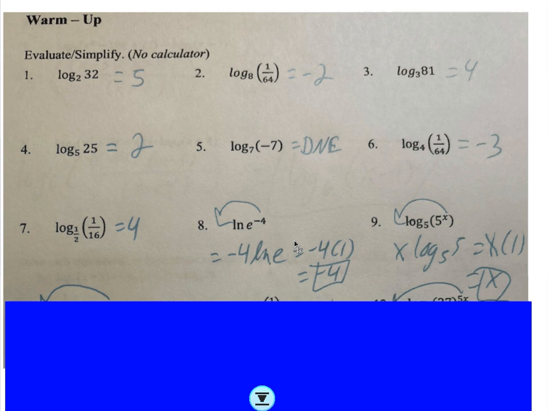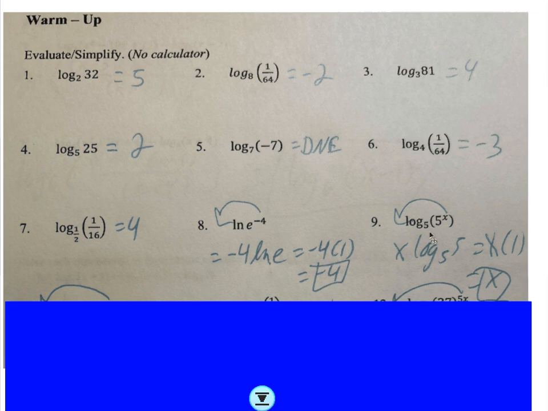So this is actually positive 4 because both are fractions here. For number 8, ln of e to the negative 4th power, we can use our expanding to take this negative 4, move it to the front, and multiply it by ln of e. ln, remember, is log base e. So this is saying e to what power is e? Anything to the first power is itself. So ln of e is 1. So this is negative 4 times 1, which is negative 4.